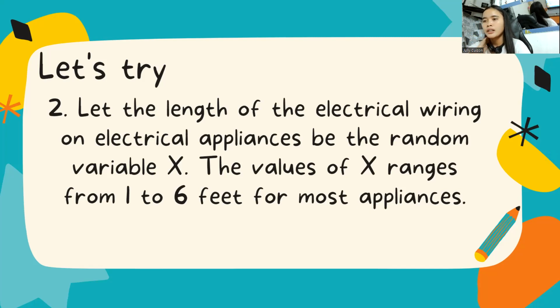So, another one: let the length of the electrical wiring in electrical appliances be the random variable x. The values of x range from 1 to 6 feet for most appliances. Okay? So it is given here as an interval. But even though it is given as an interval, we cannot assume right away, because what it uses is the length. The length of the electrical wiring.